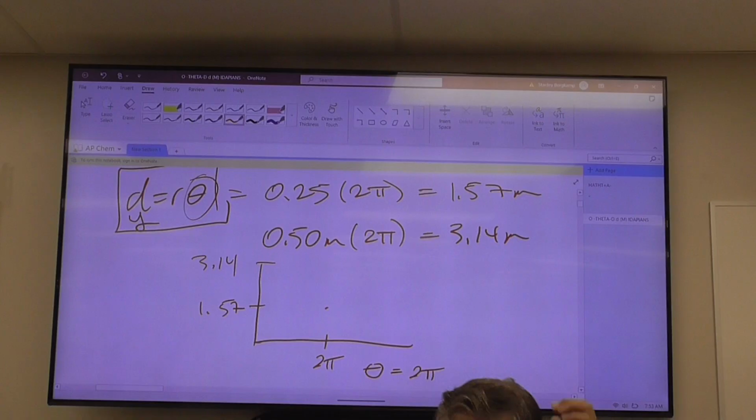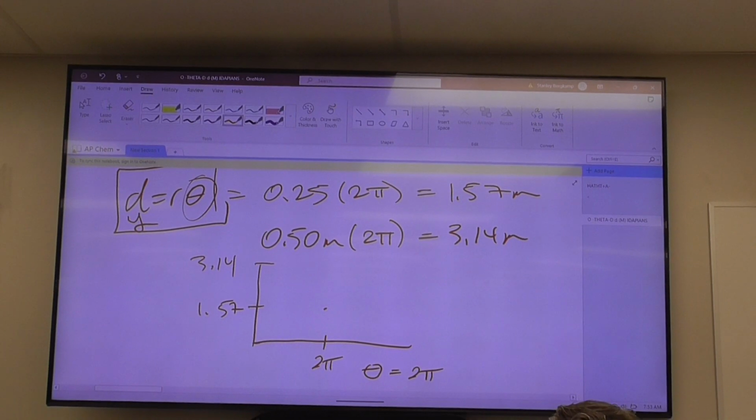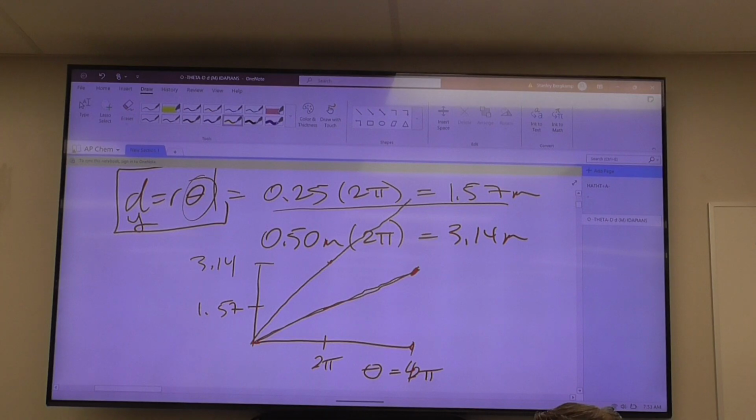Oh, I screwed this up. So let's say I made 2 revolutions. If I made 2 revolutions, then that would travel 3.14. So I'm just going to put another point out here if I made 2 revolutions, which would actually be 4 pi out here. Now, with this one, when I made 1 revolution, I went 3.14.